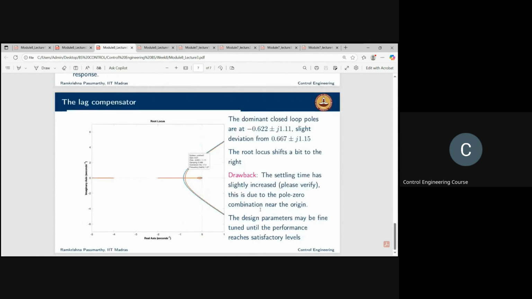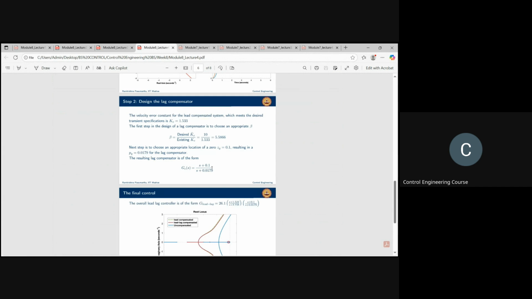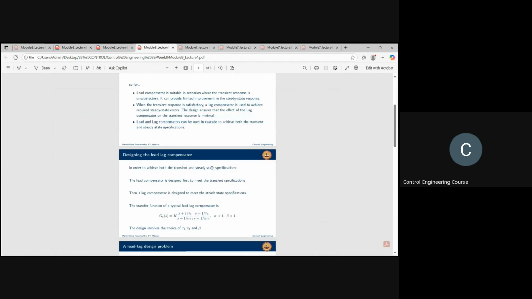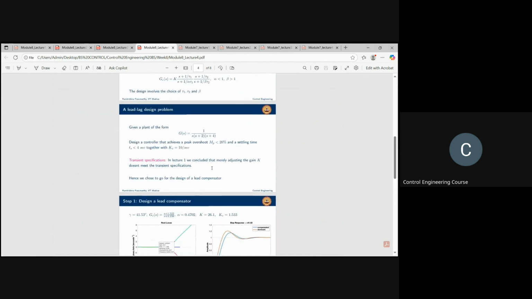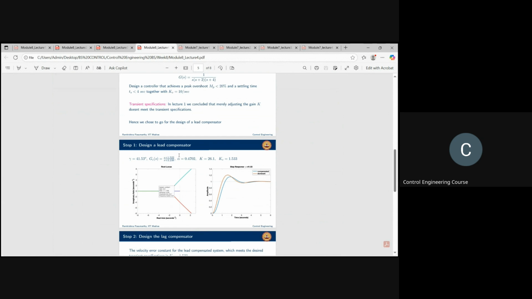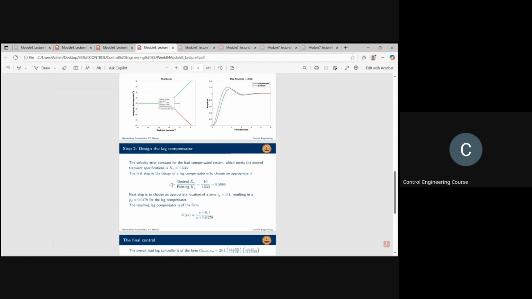So the thing is, you first design the lead compensator and control the transient performance, and then you design the lag compensator to control the steady state performance without affecting the transient performance. Okay, right. So that is what lead lag compensation is. If you use lead and lag together, you will have a lead lag compensator. What you do is design a lead compensator and then design the lag compensator.